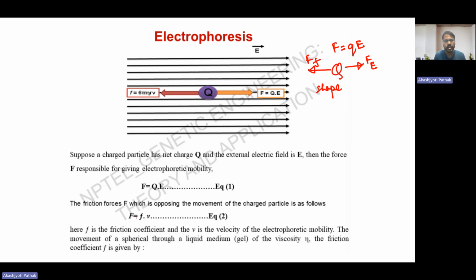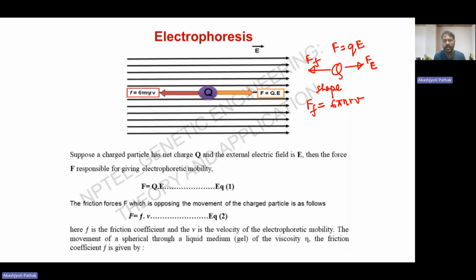Okay, so what is this frictional force? The frictional force is the viscosity force. Basically, it is 6 pi eta R V. So eta is the coefficient of viscosity, and R is what?